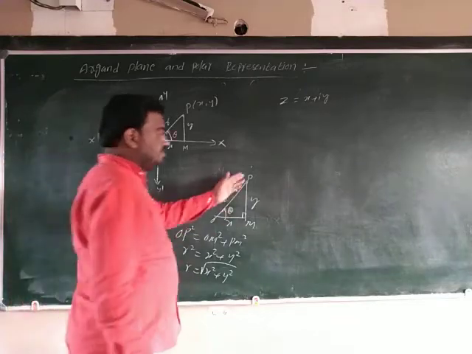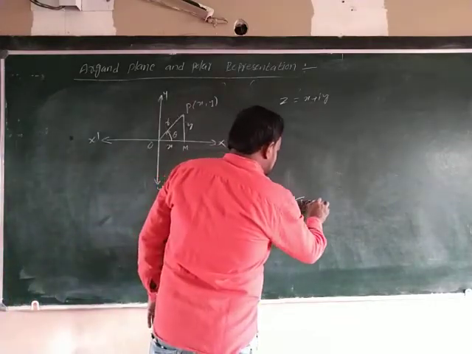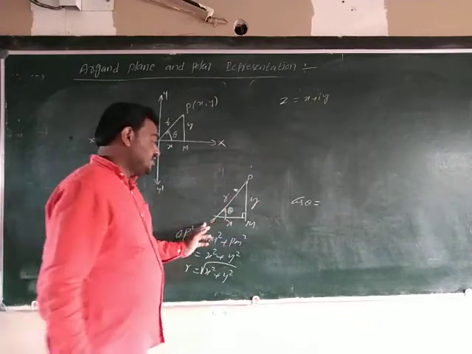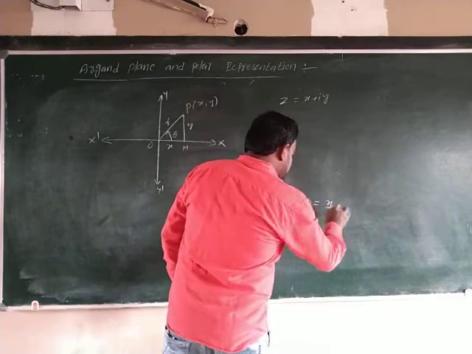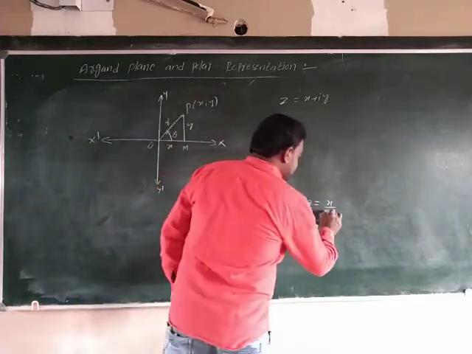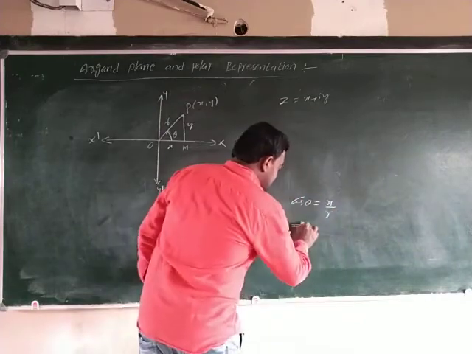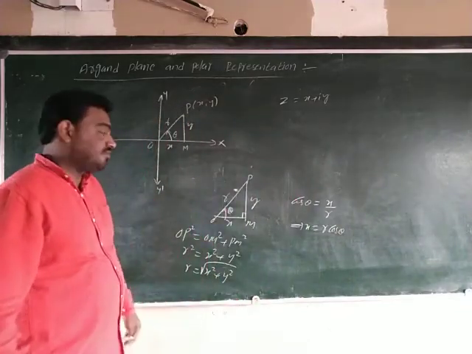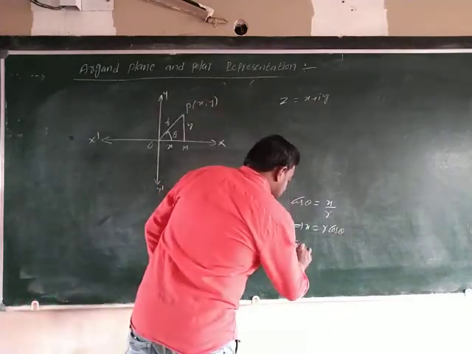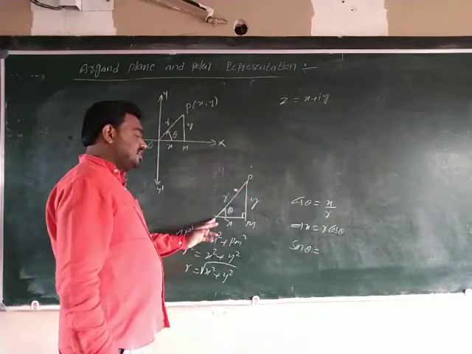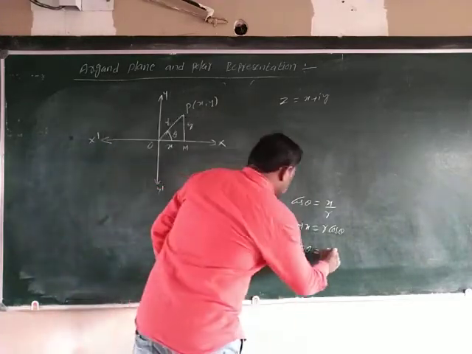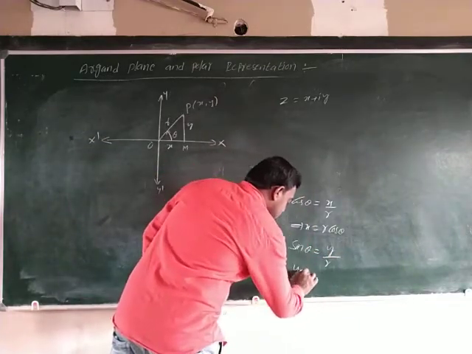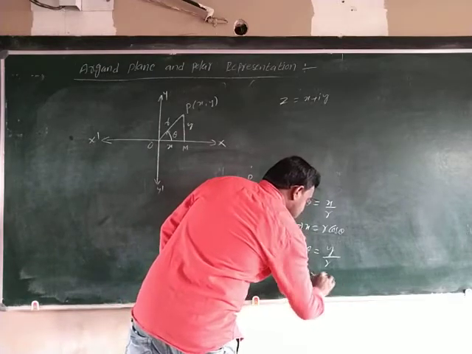Next, from this triangle, cos theta is equal to what? Cos theta means adjacent side by hypotenuse. Adjacent side is OM, which is equal to x. Hypotenuse is equal to r. So from this, x is equal to r cos theta. Next, from the same triangle, sin theta is opposite side by hypotenuse. The opposite side length is y, hypotenuse is r. So y is equal to r sin theta.